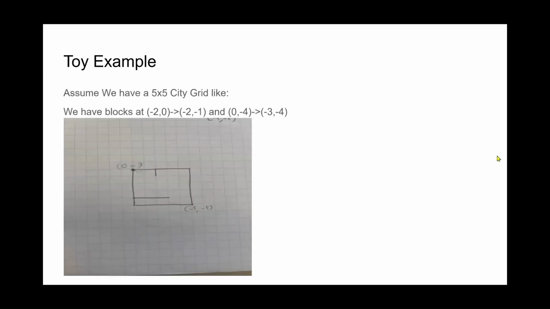Now here is our toy example. We have a 5x5 city grid from 0, 0 to -5, -5. And we have bad intersections from -2x and 0y to -2x and -1y. And then we have bad intersections from 0x, -4y all the way to -3x and -4y.